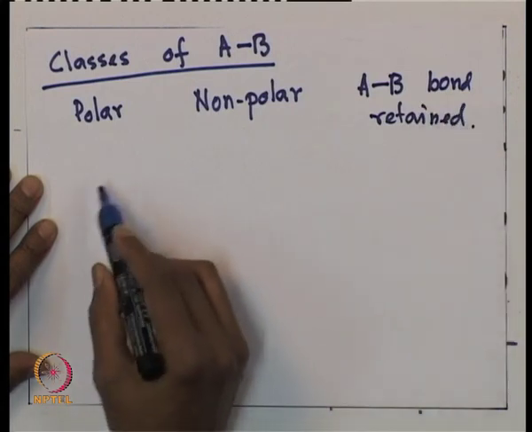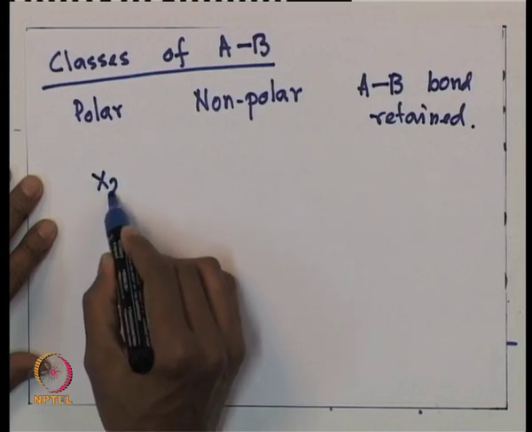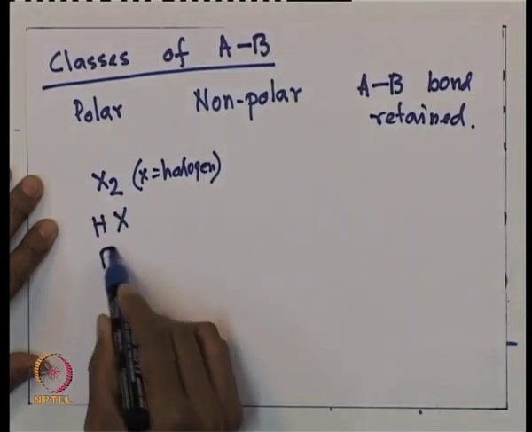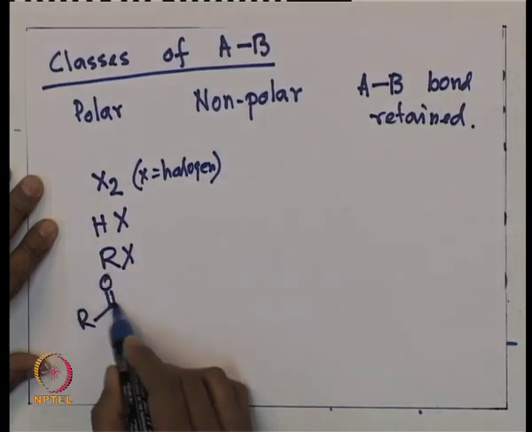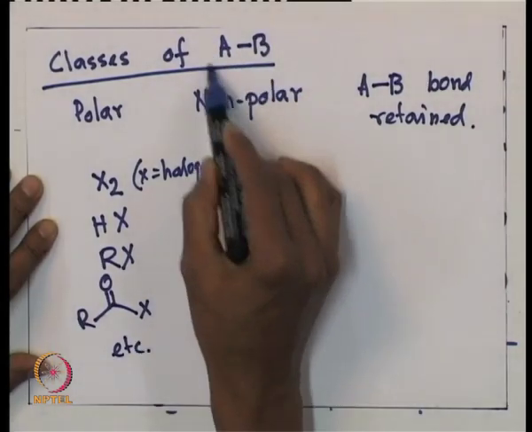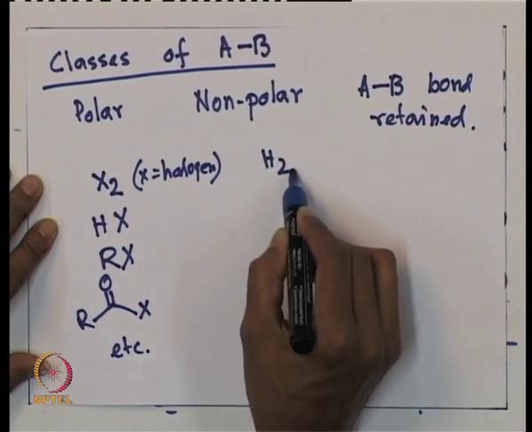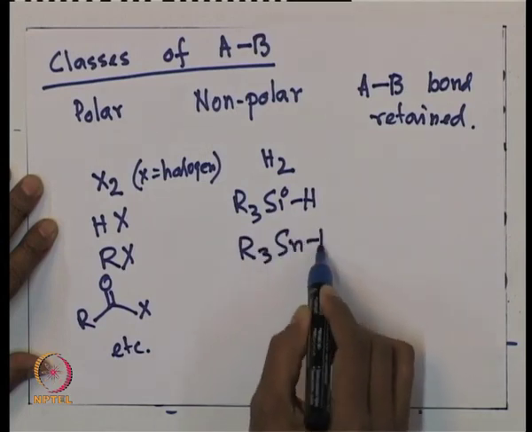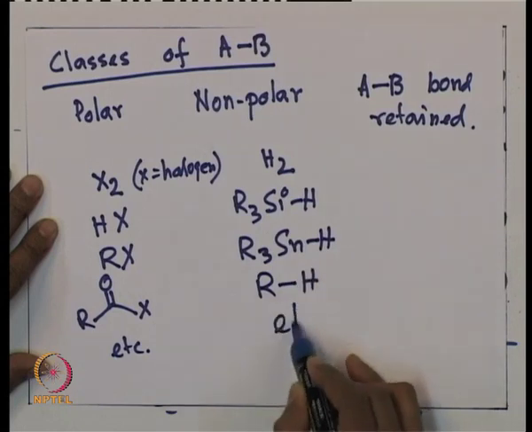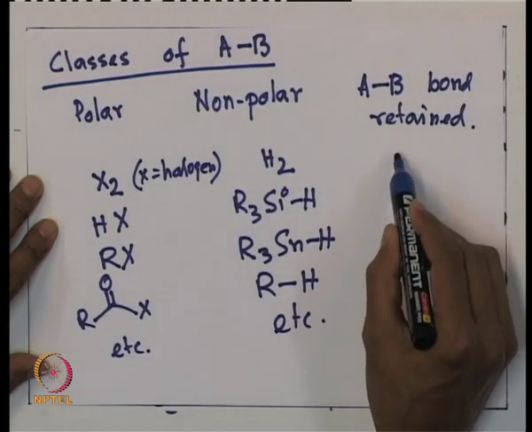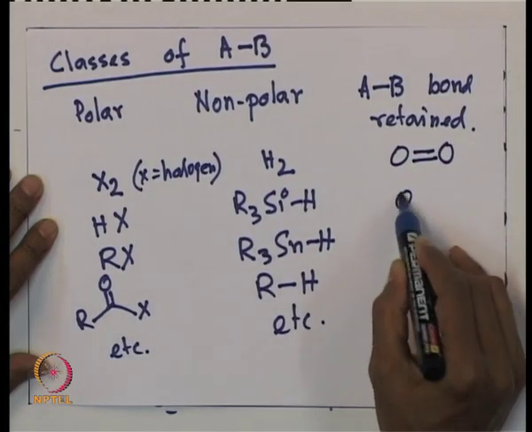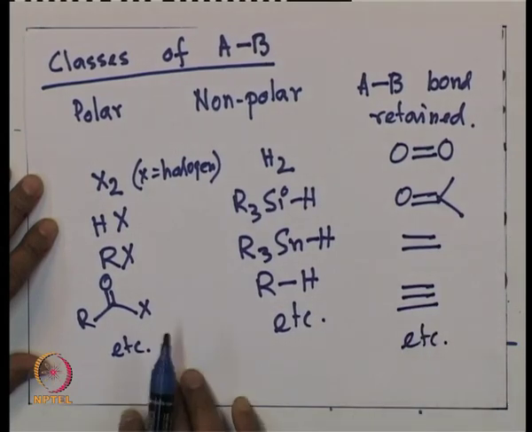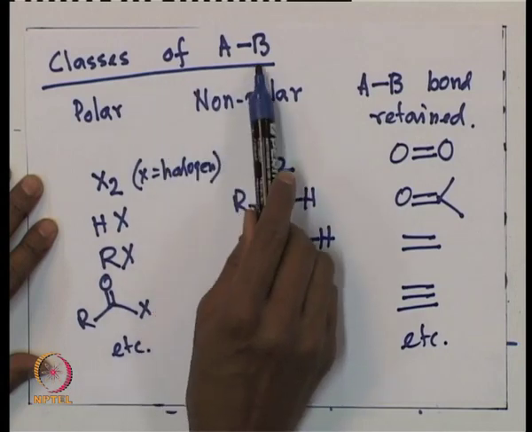Let me give you an example, it will be clear. Polar compounds could be X2, X equals halogen, or could be HX, RX, RCOX, etc. These are polar AB. Non-polar AB would be hydrogen, various silyl hydrides, tin hydride, and simple alkanes, and so on. The AB bond can be retained during oxidative addition if it is oxygen, a carbonyl, an olefin, or an alkyne, etc. So, 3 different classes of AB are possible.